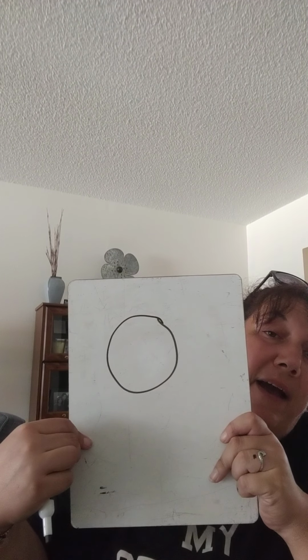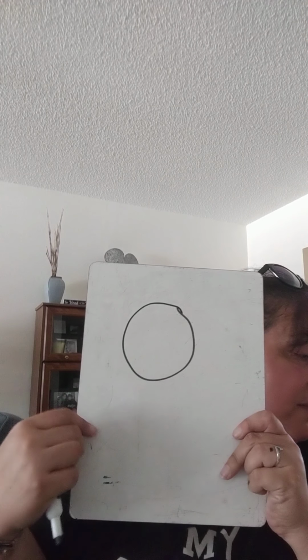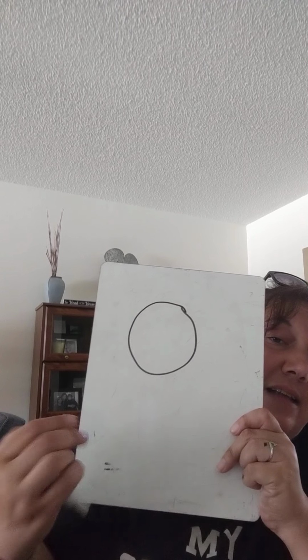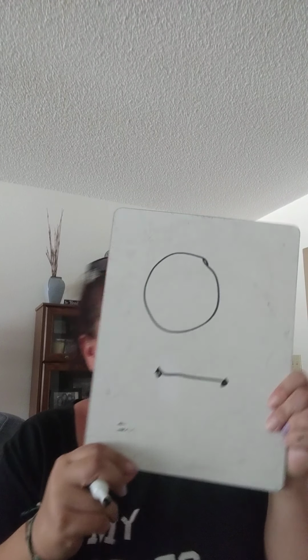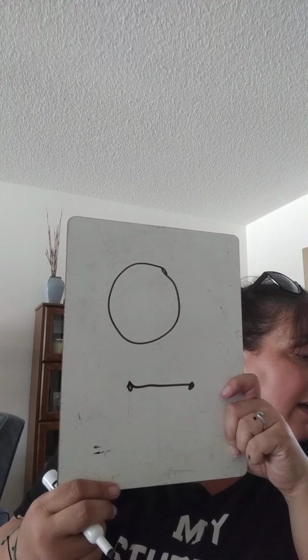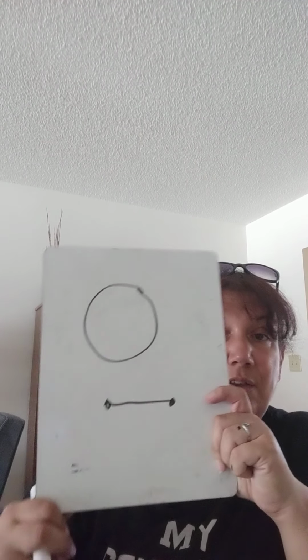Does it have curved paths? Well, of course it does, because it's a circle. Yes, it has curved paths. Does it have line segments? No, it does not. Remember, a line segment looks like that. It does not have line segments, so we would not circle that. And because it does not have line segments, that means it can also not be a polygon. So we do not circle that one as well.